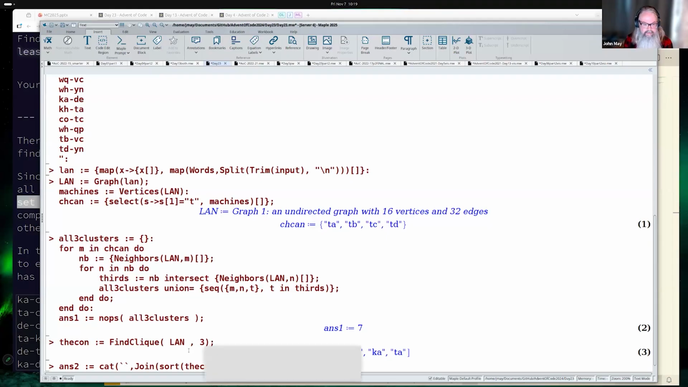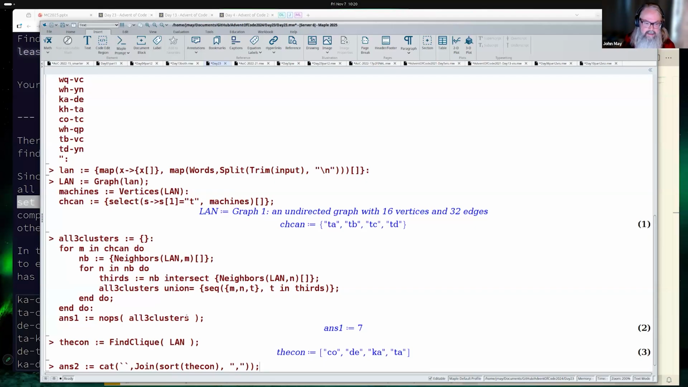So if I wanted to find a clique of size 3, I could ask it to find a clique of size 3. Weirdly, it gives me node numbers instead of names in that case. But what it doesn't do is find all of the 3-cliques.